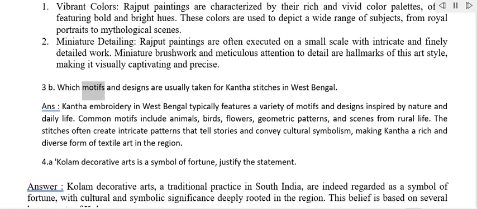3B. Which motifs and designs are usually taken for kantha stitches in West Bengal? Ans. Kantha embroidery in West Bengal typically features a variety of motifs and designs inspired by nature and daily life. Common motifs include animals, birds, flowers, geometric patterns, and scenes from rural life. The stitches often create intricate patterns that tell stories and convey cultural symbolism, making kantha a rich and diverse form of textile art in the region.